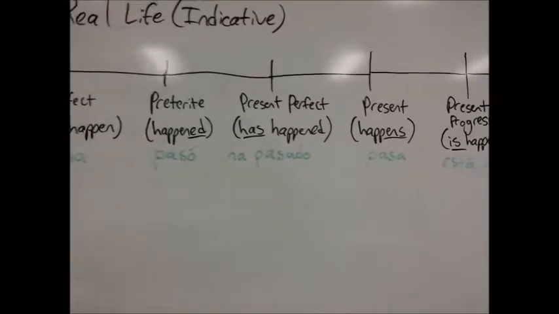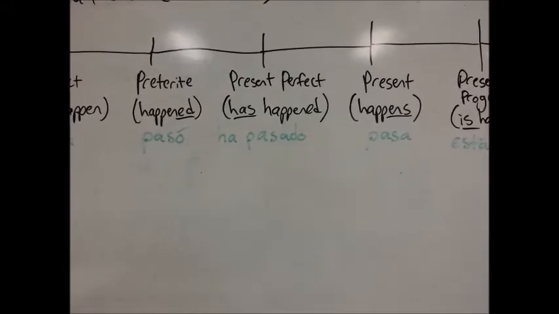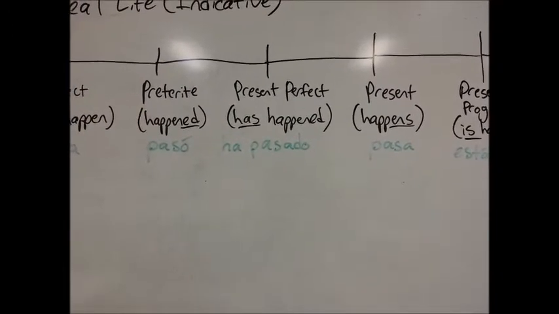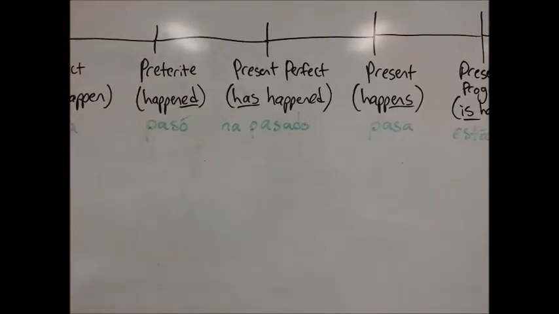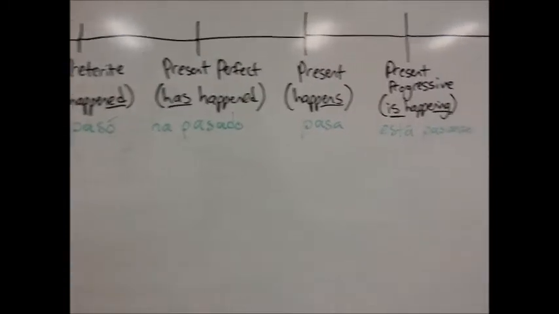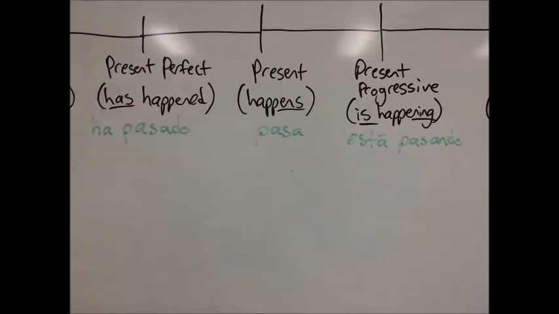The present perfect is used to express things that have happened, like ha pasado. Most likely you will hear the present perfect when you're talking about things that happened very recently in the past. Like, this morning, I have eaten cereal. The present tense is the present tense. It describes things that happen.